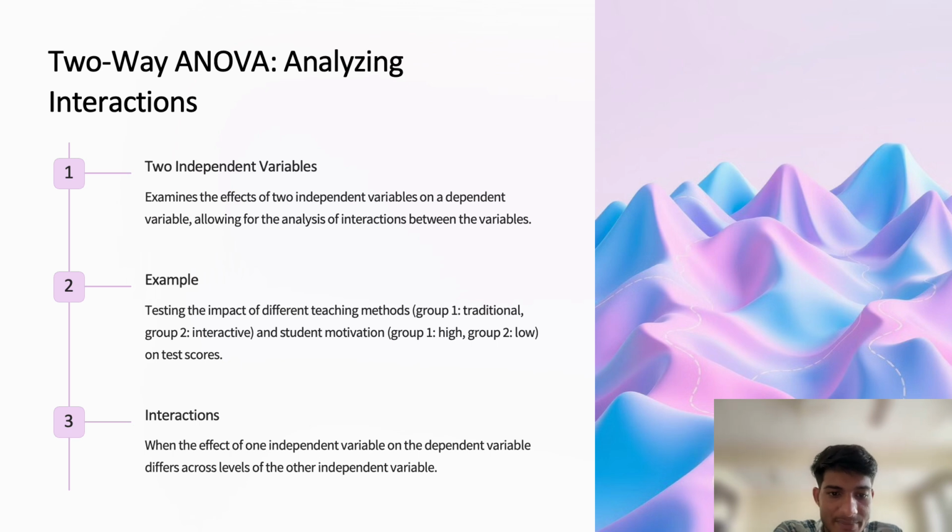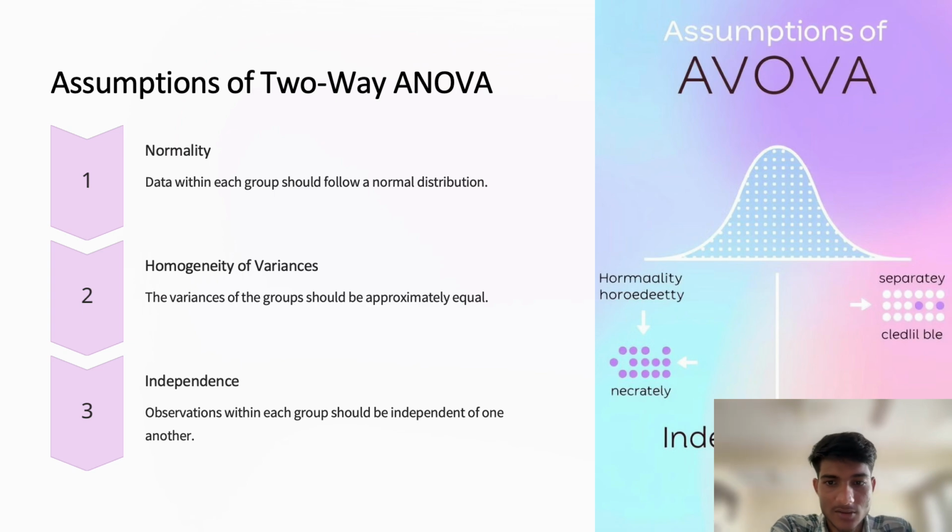Example for two independent variables, testing the impact of different teaching methods: Group 1 traditional, Group 2 interactive, and student motivation: Group 1 high, Group 2 low, on test scores. Number 3 for two-way ANOVA, interactions: when the effect of one independent variable on the dependent variable differs across levels of the other independent variable. So here we're going to discuss the assumptions of ANOVA.